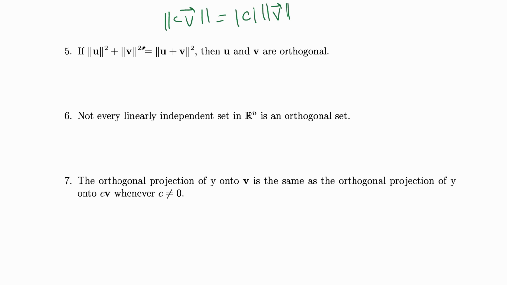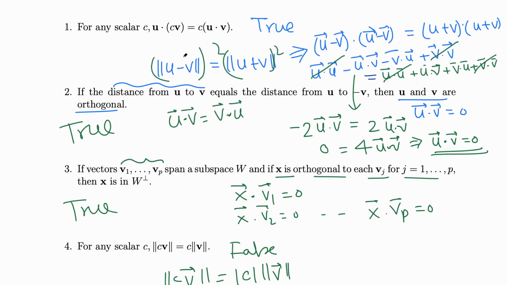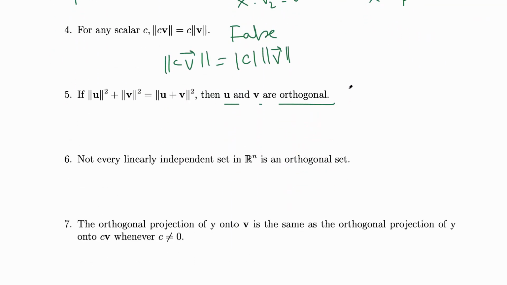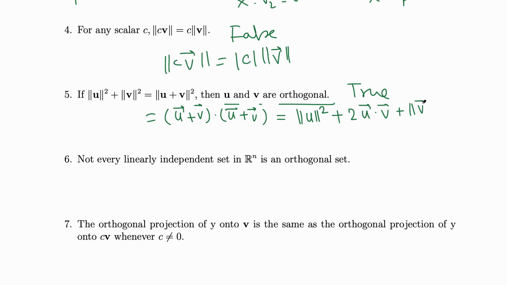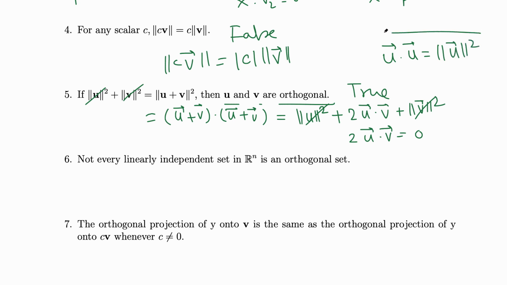Number 5, if the norm of u squared plus the norm of v squared equals the norm of u plus v squared, then u and v are orthogonal. I'll leave you the work, pretty much similar to number 2. It's going to be true. Look at the left hand side, it's just that. Right hand side, when we do this, this is u plus v dot u plus v. When you take this dot product, you get u squared plus 2 u dot v plus v squared. And u squared cancels, v squared cancels, you get 2 u dot v equals 0. That means u dot v equals 0, which means u and v are orthogonal.